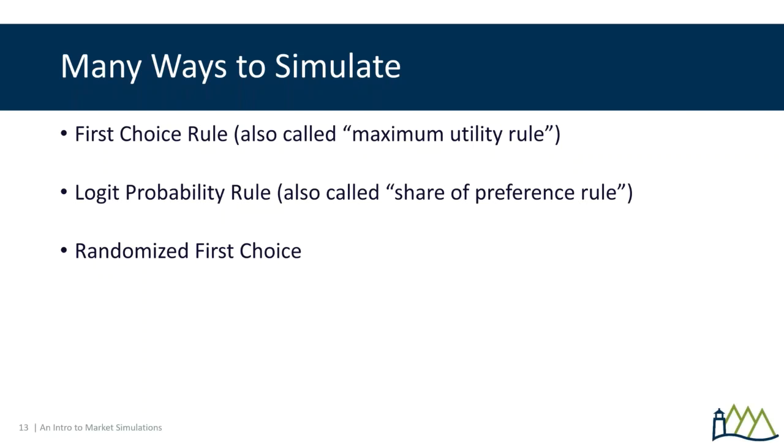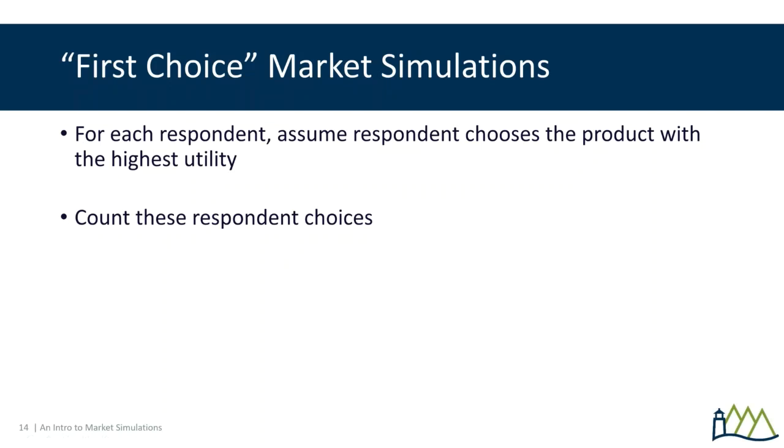Now the ways that we simulate depend on the assumptions that we make about how people choose. We're going to talk first about the first choice rule, and then we're going to follow that up with what's called the Logit probability. We will refer to it as the share of preference rule. And then we're going to talk about randomized first choice, which is a technique that was developed here at Sawtooth Software.